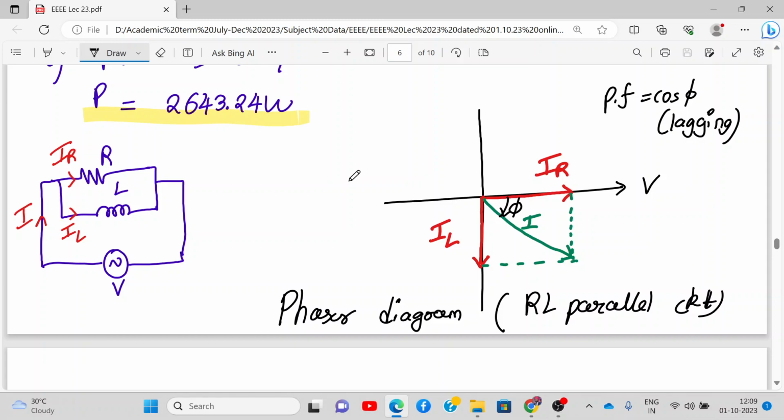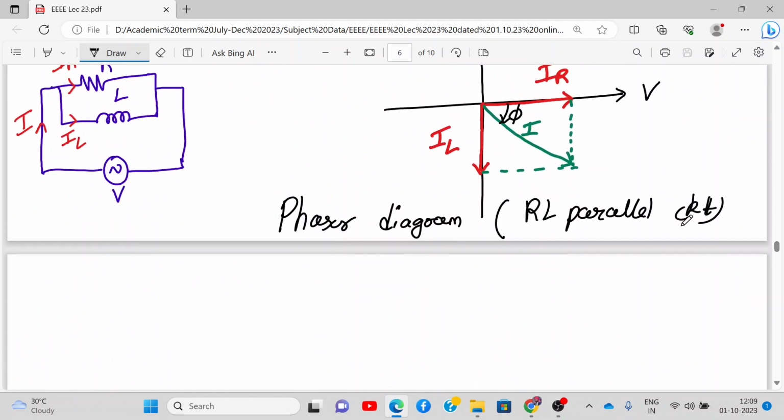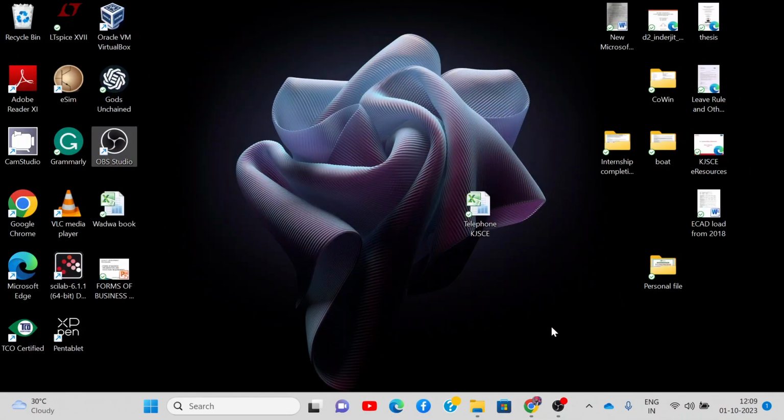Okay, now I'll teach you how to draw a phasor diagram for an RL parallel circuit and for an RLC parallel circuit, and then I'll end the lecture, and the remaining two numericals I'll solve next time. For this phasor diagram of the RL parallel circuit, there are a few more points which I want to add. Please write it down. Wait a minute, let me connect my pen tablet again. Let me close this document and open it again once more.